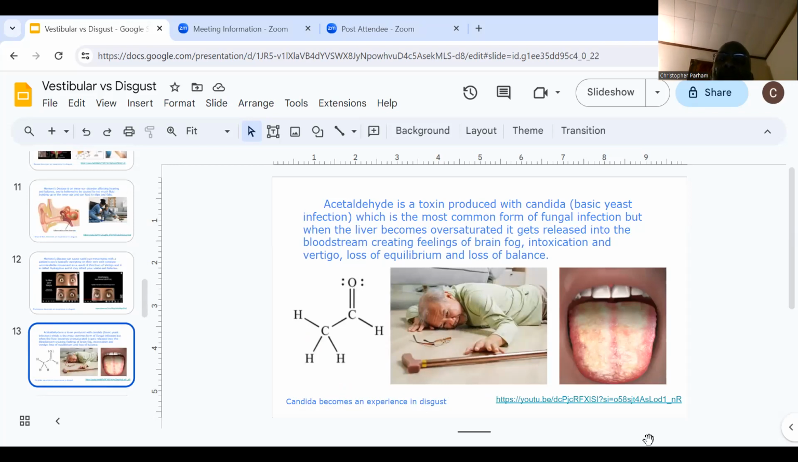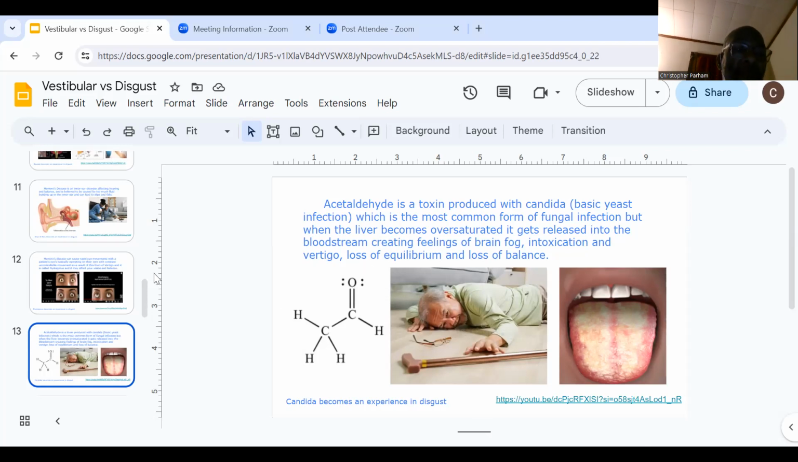Acetaldehyde is a toxin produced with candida, a basic yeast infection, which is the most common form of fungal infection. But when the liver becomes oversaturated, it gets released into the bloodstream, creating feelings of brain fog, intoxication, and vertigo, loss of equilibrium, and loss of balance. As you can see on the right-hand side, the tongue looks really nasty. So candida becomes an experience in disgust.